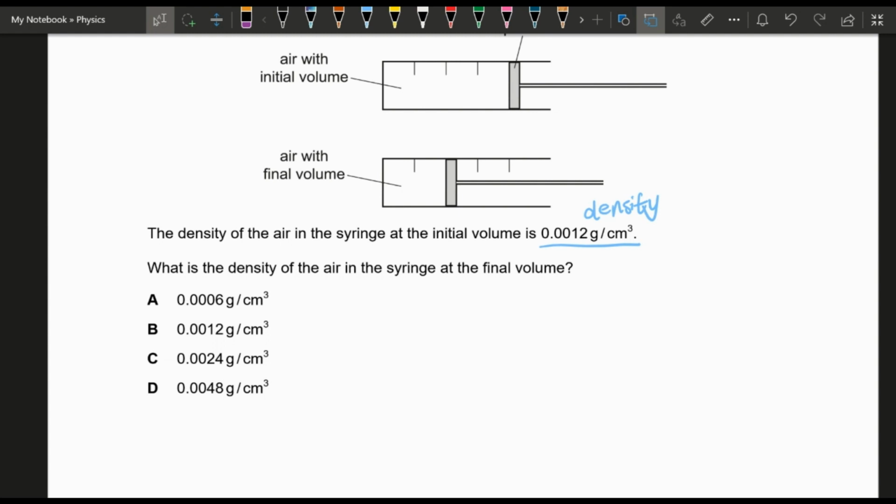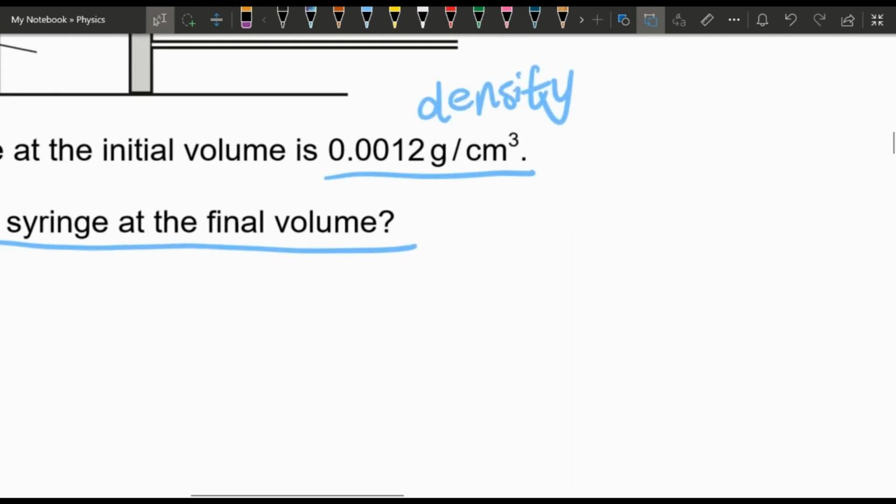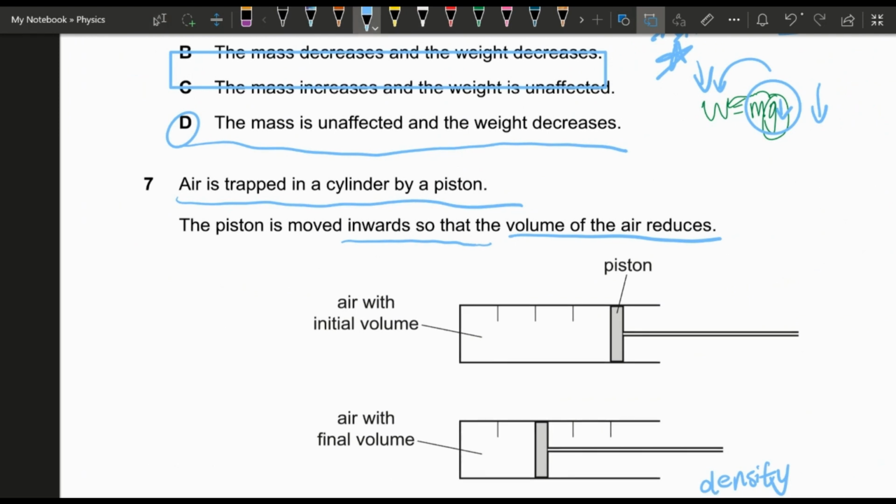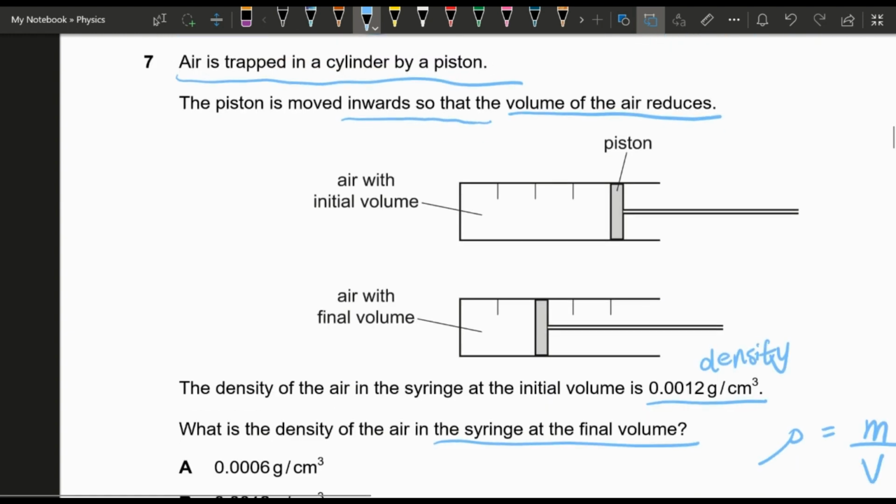What is the density of the air in the syringe at the final volume? So first of all, let's look at the formula of density. Density is mass per unit volume. Now, what are they telling us? They're telling us that air is trapped inside a cylinder by a piston. The piston is moved inward so that the volume of the air reduces.